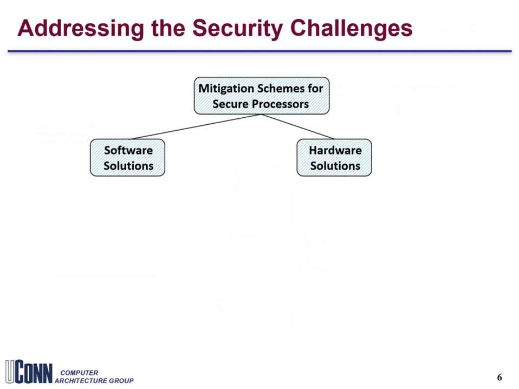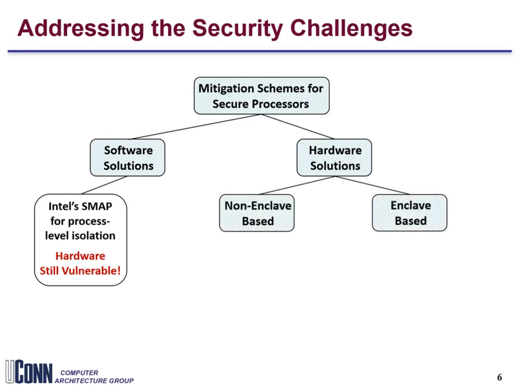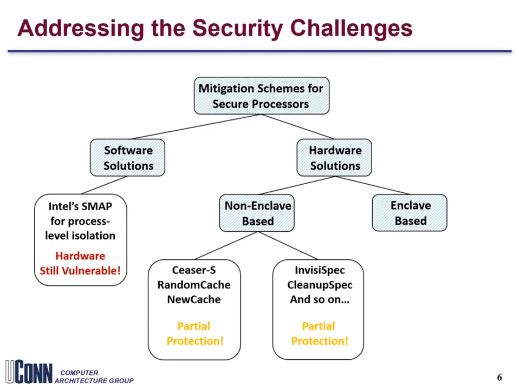Now, to address the security challenges, a variety of mitigation schemes have been proposed in the literature, where these schemes predominantly fall into two categories: software-based and hardware-based. In terms of software-based solutions, process-level isolation is generally assumed that ensures memory-level isolation across processes. However, the shared hardware layer is still vulnerable. Now, the hardware solutions can be further categorized into two types. The first category involves traditional non-enclave based solutions. However, these works ensure only partial protection against the microarchitecture state attacks.